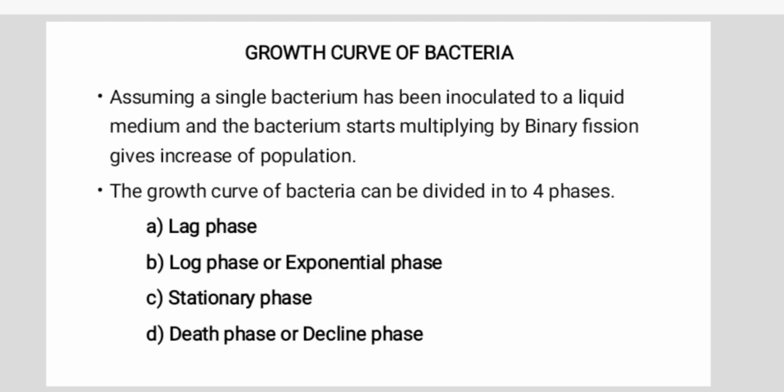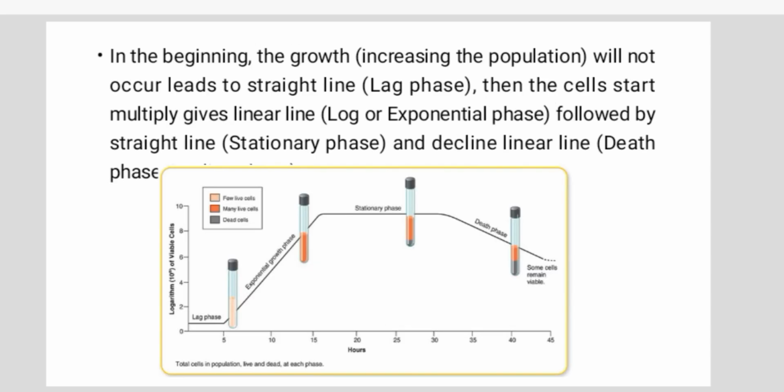A single bacterium is inoculated into a liquid medium, and the bacterium starts to multiply by binary fission, which increases the population. Only a single bacterium is needed to multiply into a large number of bacteria through binary fission. So the four phases are the lag phase, the log phase or exponential phase, the stationary phase, and the death phase or decline phase.